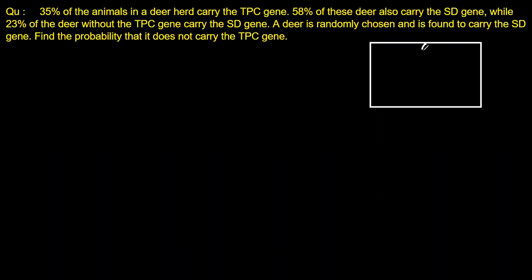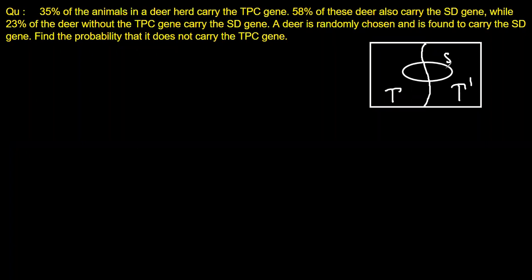I mean, we can make a partition of this population in two types. Say the deer that carry TPC gene, let's write it T, and the deer that do not carry TPC gene, say T complement. Also, another gene they are talking about, let us represent this by SD gene. So this set here is S. We're writing S for this circle.